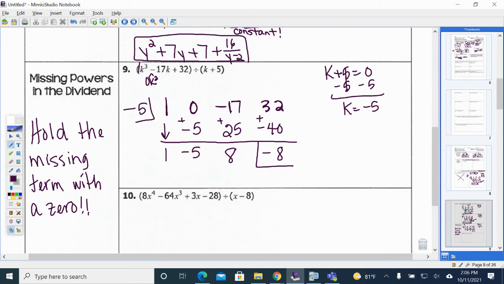Remember to decrease your degree. It was a k cubed, so my answer will start with a k squared, and we just decrease as we go. So 1k squared minus 5, that'll be the k. Remember that that next term that's right next to the remainder is always your constant, and the remainder goes over the divisor.